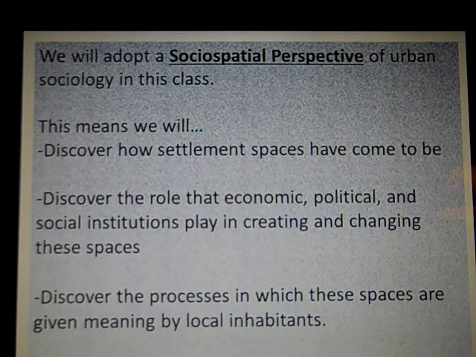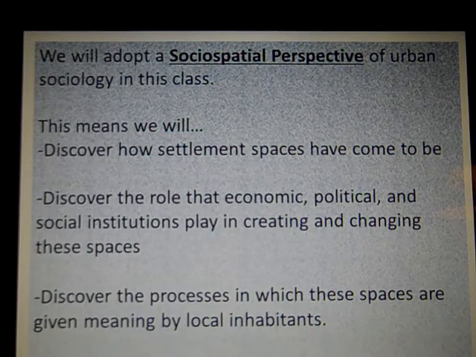So the socio-spatial perspective means, first of all, we're going to discover how settlement spaces have come to exist. Also, we're going to discover the role that various institutions, economic, political, and social, play in creating and changing these spaces. So these physical spaces that we define as urban can actually change and evolve. They can get bigger. They can actually shrink. We'll talk about that. And also, last point, we're going to discover the processes in which these spaces are given meaning by local inhabitants. So the people who live in these urban areas, how do they assign meaning?